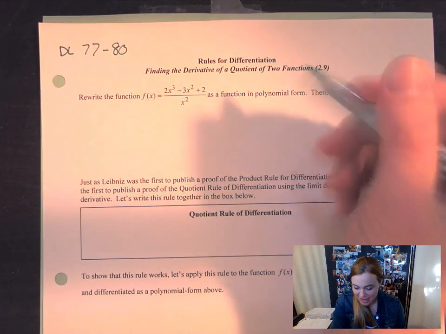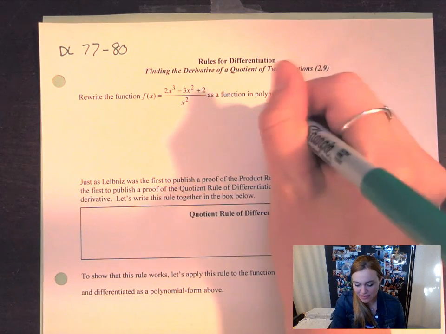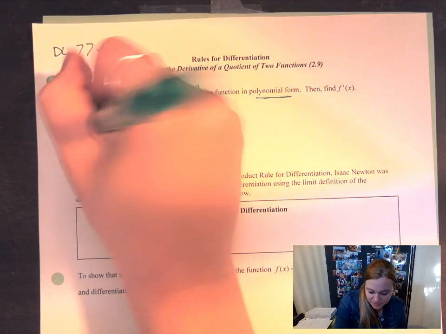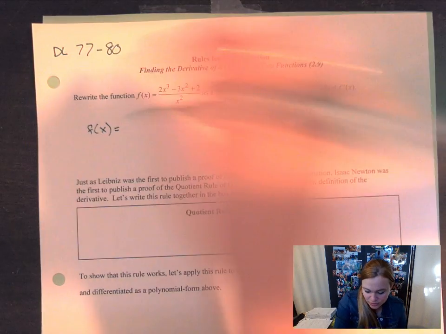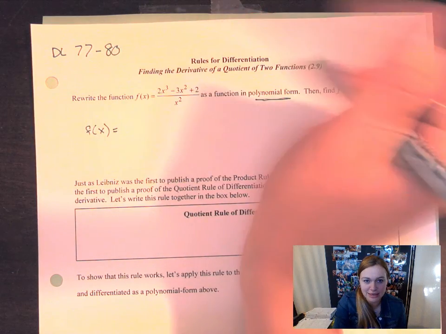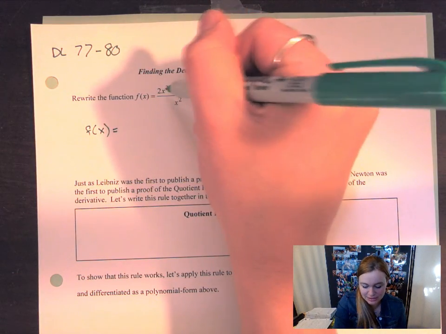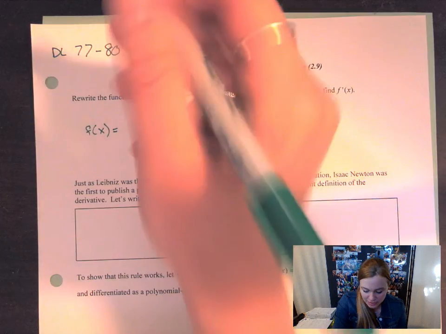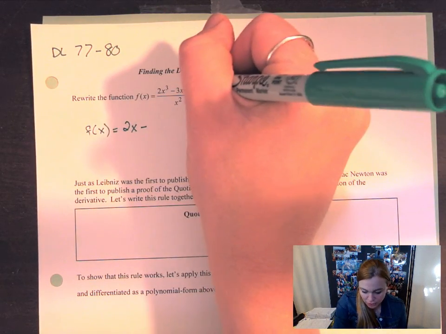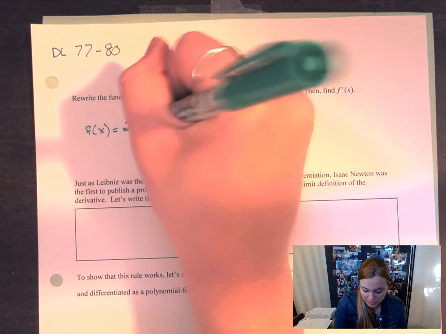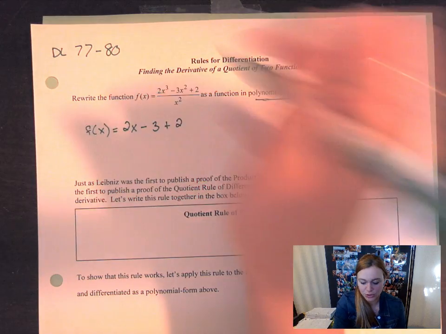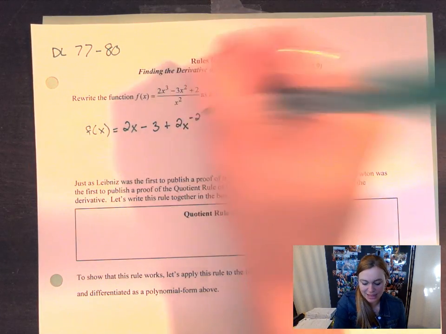Rewrite the function as a function in polynomial form. So what that means is I'm going to make it look like some number times a variable raised to an exponent. So if I do that, I get f of x is equal to 2x cubed minus 3x squared, or I'm sorry, not minus, divided by x squared, but I would subtract the exponents because they have like bases. So this would be 2x minus 3x squared divided by x squared is just going to be 3 plus 2 over x squared, which I'm going to write as 2x to the negative second power.